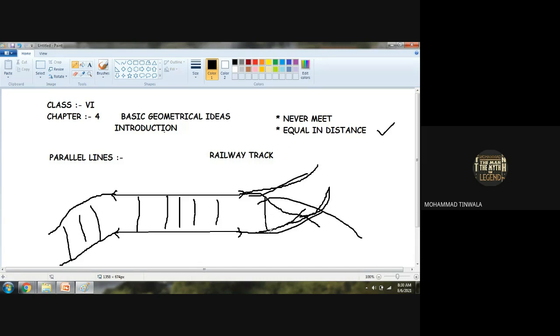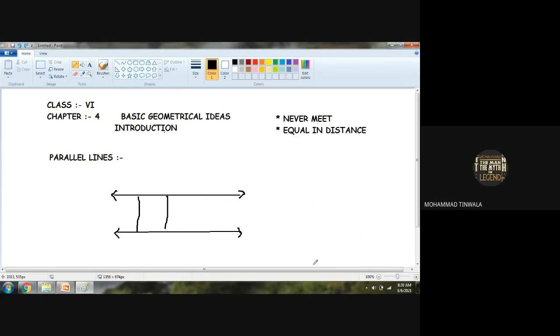If it is going like this way, this will also go like this way. Are you getting my point? So, yes, the parallel line is always equal in distance and it can never meet each other.